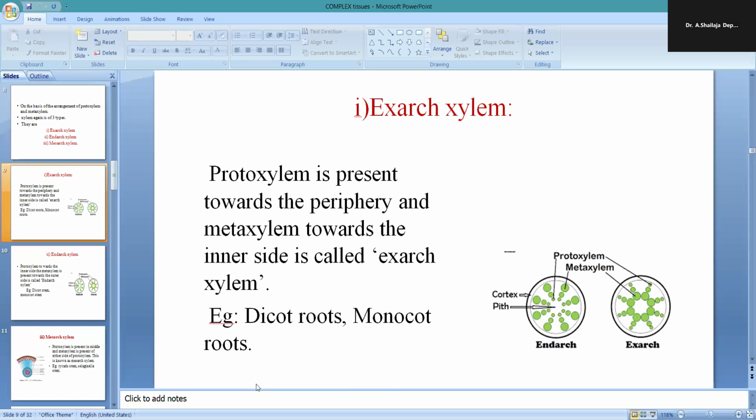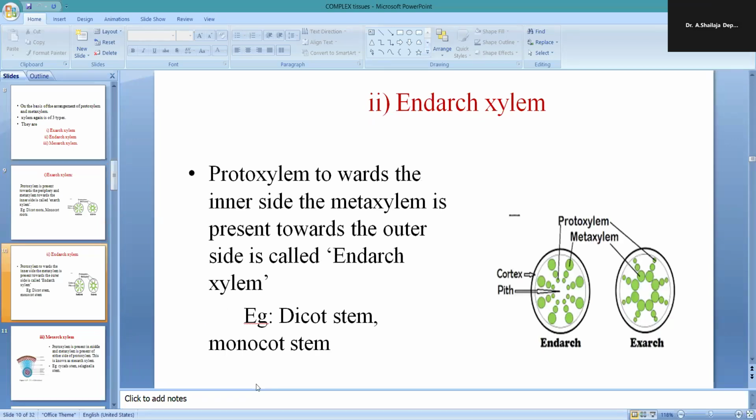I think it is very clear. Clear in the PPT? Okay? Is it okay? Yes, madam. So this is the exarch xylem. Example, dicot roots and monocot roots. Come to the next one, endarch xylem.